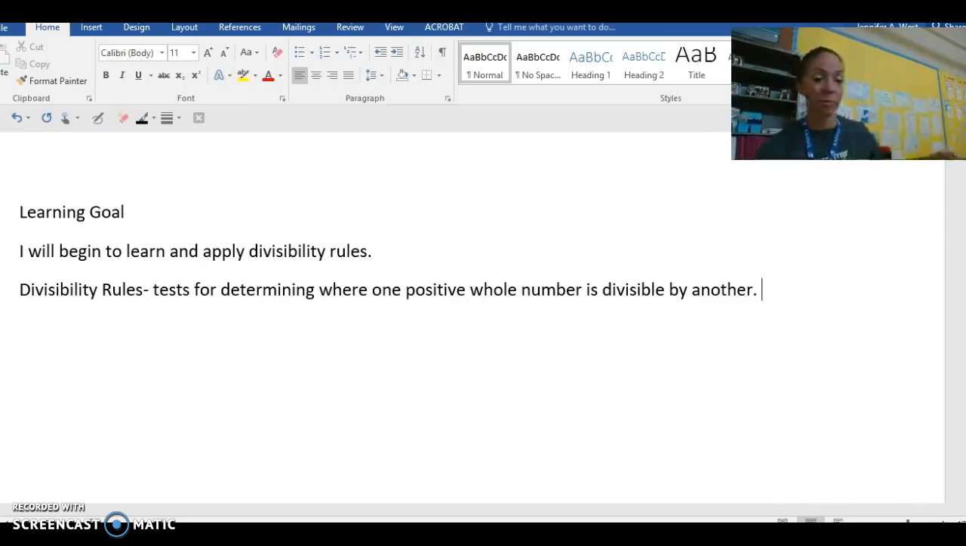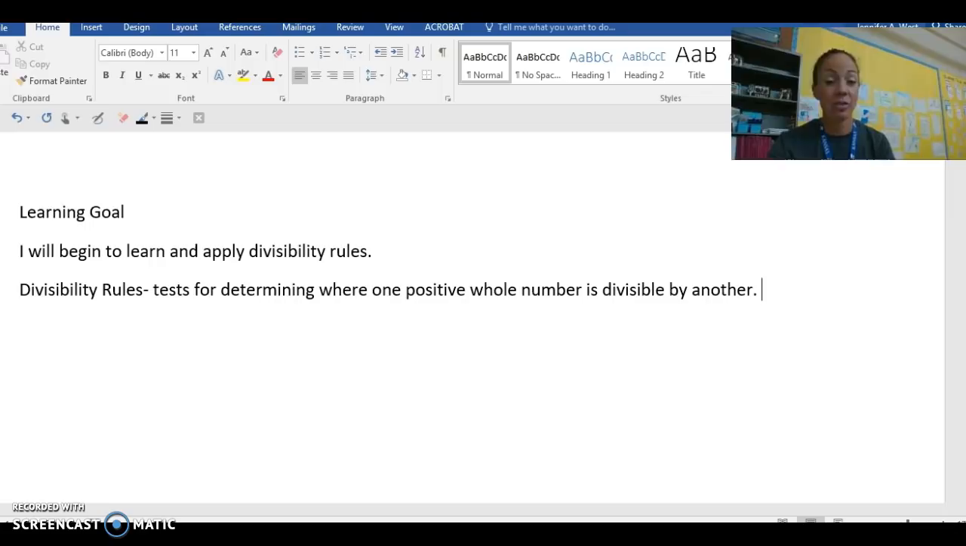So divisibility rules are kind of important. You're going to use them for the rest of your lives, I promise. So in your notes, you need to get down your learning goal, which I already have there on the screen for you. It says, I will begin to learn and apply divisibility rules. So make sure you hit pause and get that in your notes.